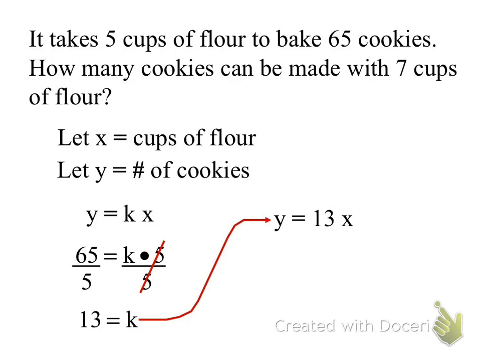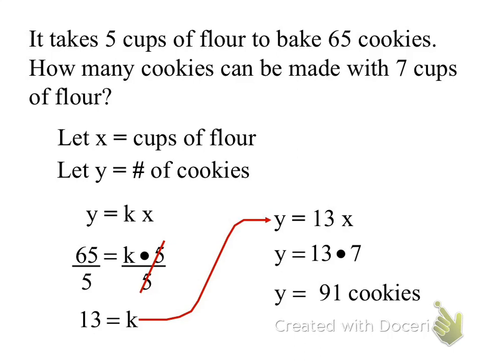And now what would I do? Michelle? You plug 7 into x, because x is our cups, and we get y equals 91 cookies. Can anybody tell me a different way to solve this direct variation problem? This word problem I used last year with my PowerPoints. Sydney? Proportion. Yeah. How would you set it up as a proportion?